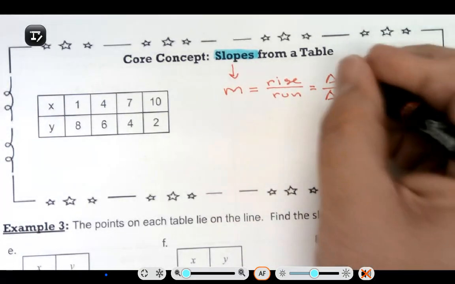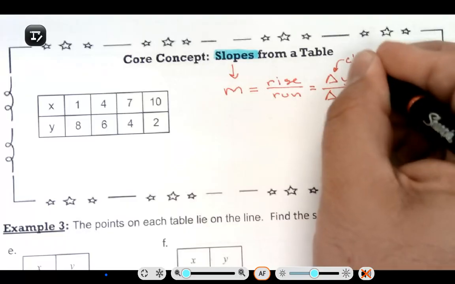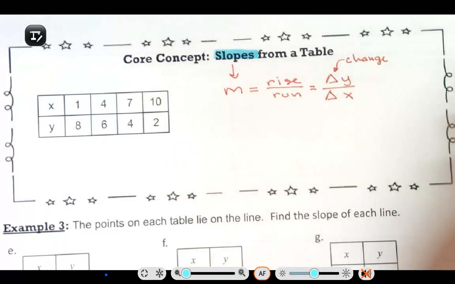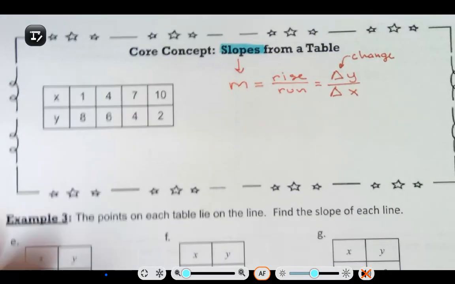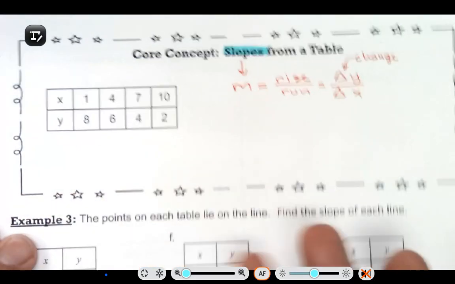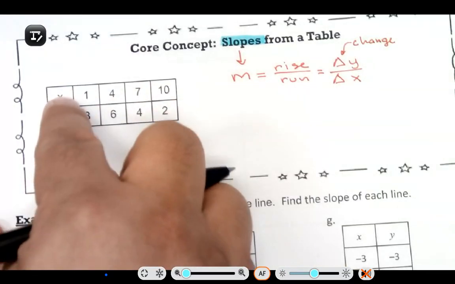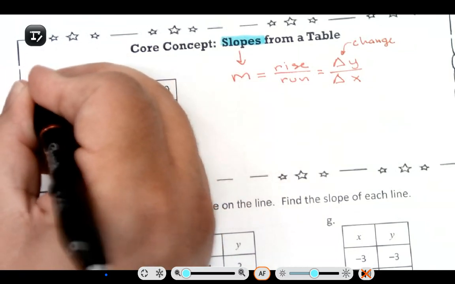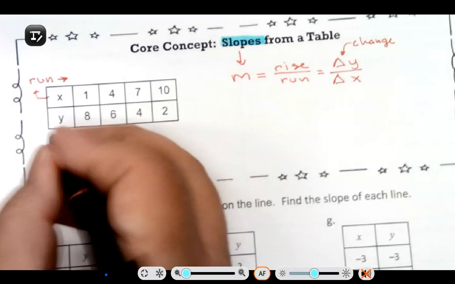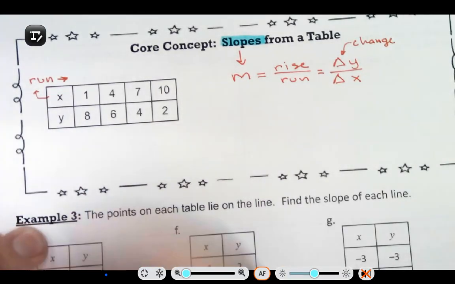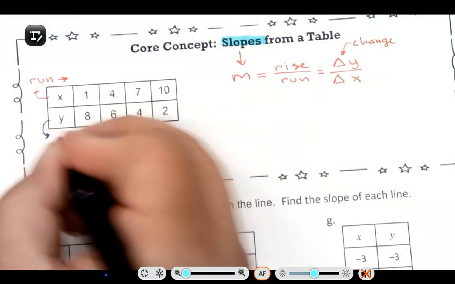That's what slope is. Remember, that little symbol just means change in math. So it's how my y's are changing over my x's. All right, so look, they actually gave me an example here. When you're doing your x's, this is my run, and my y is my rise.